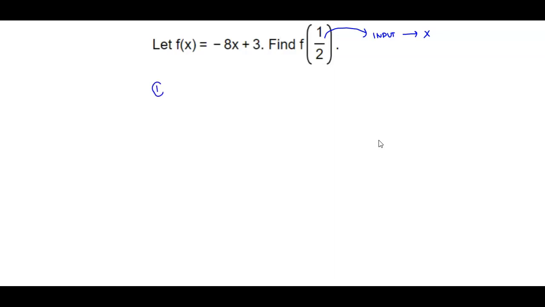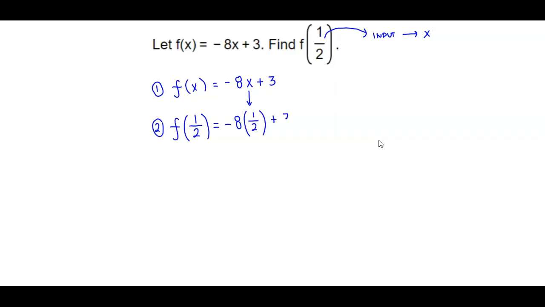So let's go ahead and write out the function. We have f of x, which is equal to negative 8x plus 3. And so what we want to do is find f of 1/2, meaning that x is now going to be 1/2. So we're going to write our function. We have negative 8, and then we're going to replace the input x with positive 1/2, and then plus 3. Okay? So now we're going to take this negative 8 and multiply it by 1/2.